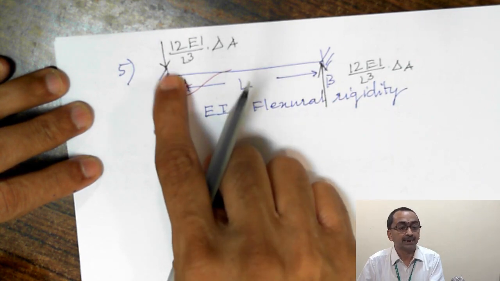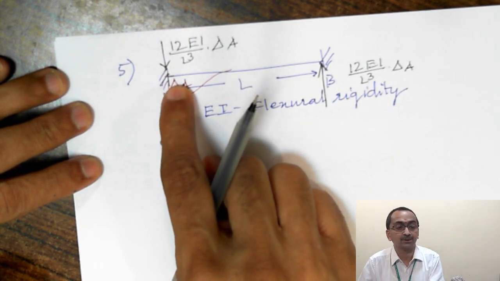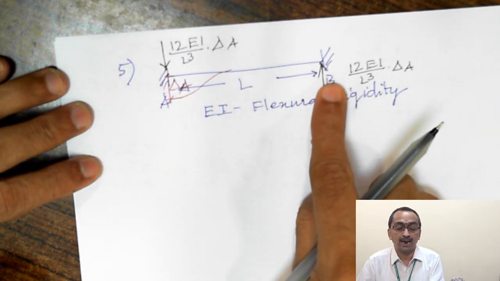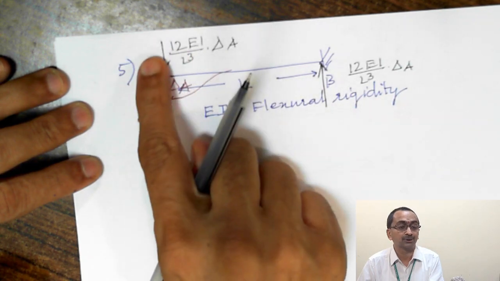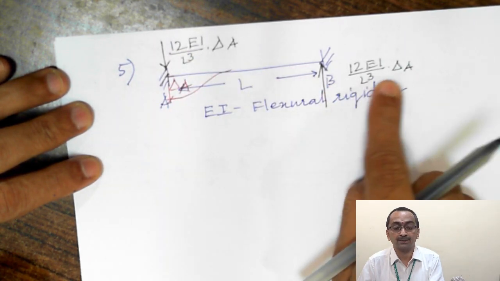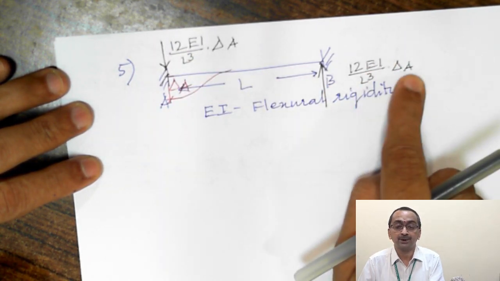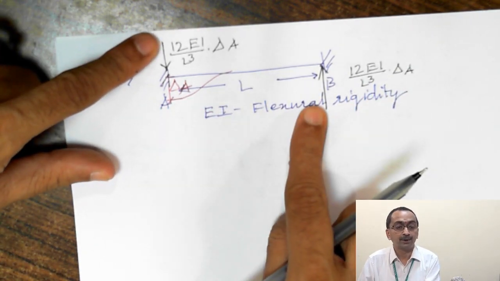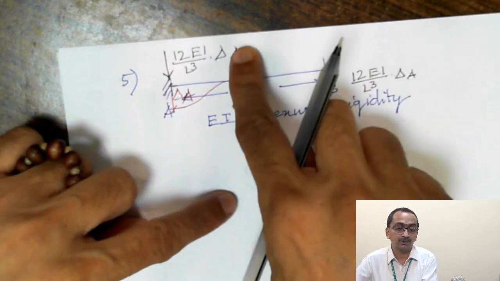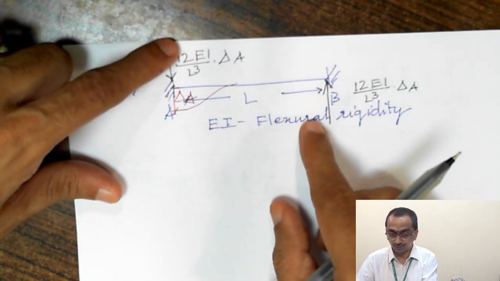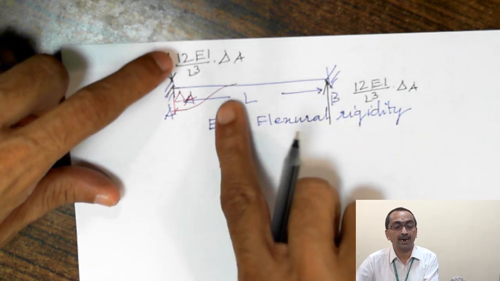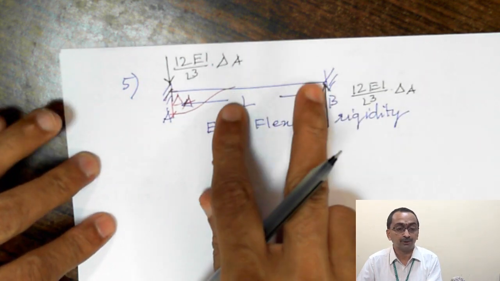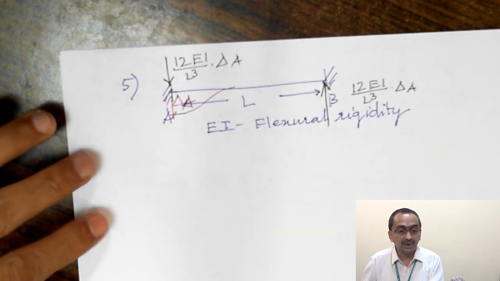At end A, deflection delta A is downwards. That's why the force must be acting in downward direction. And to counterbalance it, since we want summation of Fy equal to 0, this 12 EI by L cube into delta A will be acting in upward direction. Now friends, these two forces will cause anti-clockwise rotation of the structure. If we allow this couple to act on beam AB, we know this will cause an anti-clockwise rotation, and we want the beam AB to be in static equilibrium.